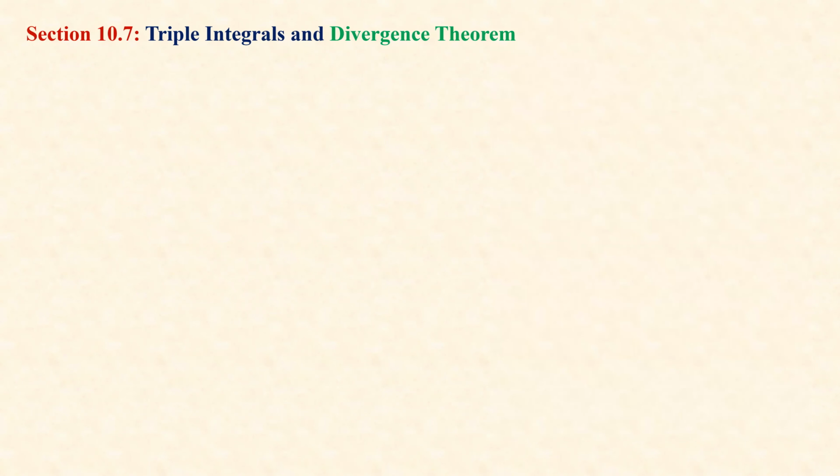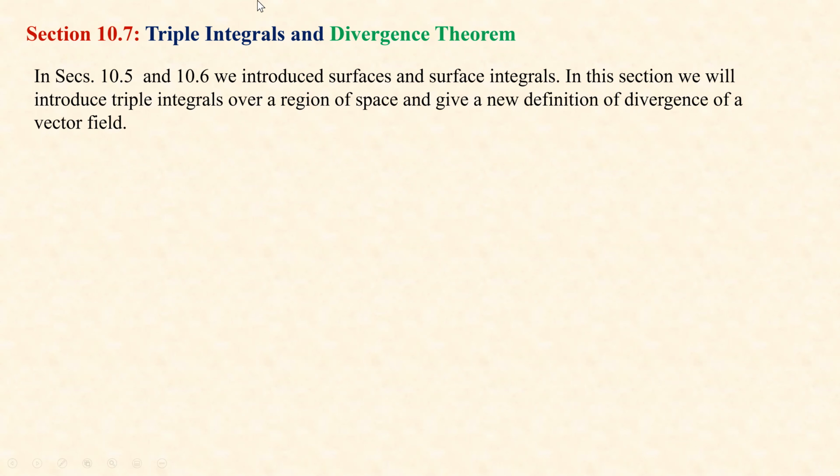And in 10.7, we're going to introduce the triple integrals first. In the previous sections, 10.5, 10.6, we introduced surfaces and surface integrals. In this section, we introduce triple integrals over a region of space and give a new definition of divergence of a vector field. This is not the approach of the book.